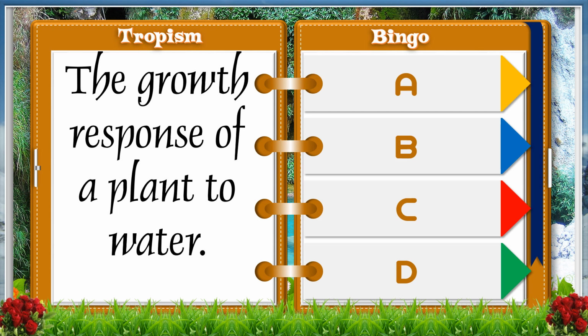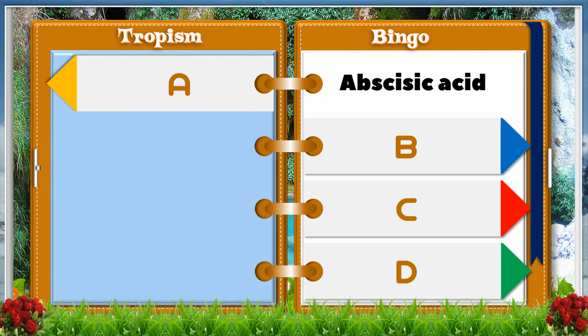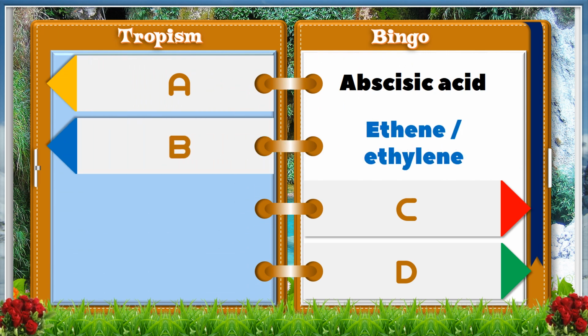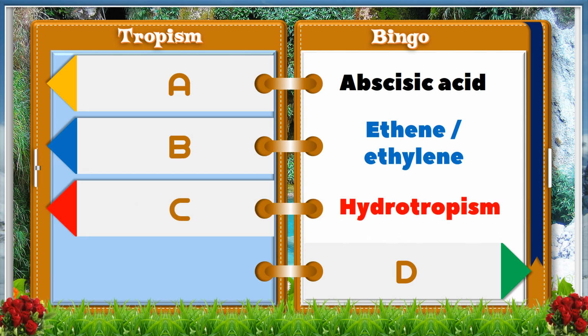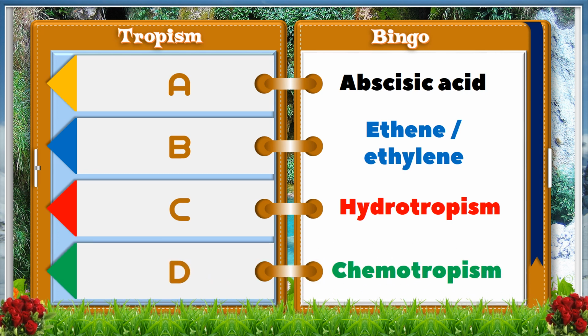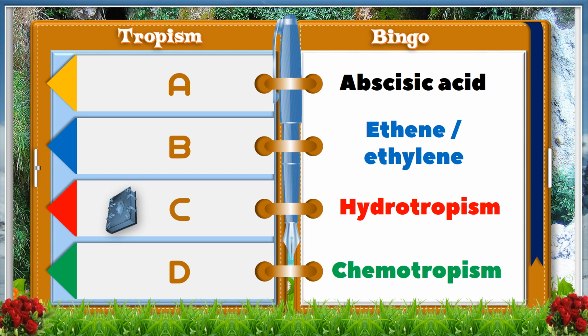The growth response of a plant to water. A. Abscisic acid. B. Ethene. C. Hydrotropism. D. Chemotropism. And the answer is C. Hydrotropism.